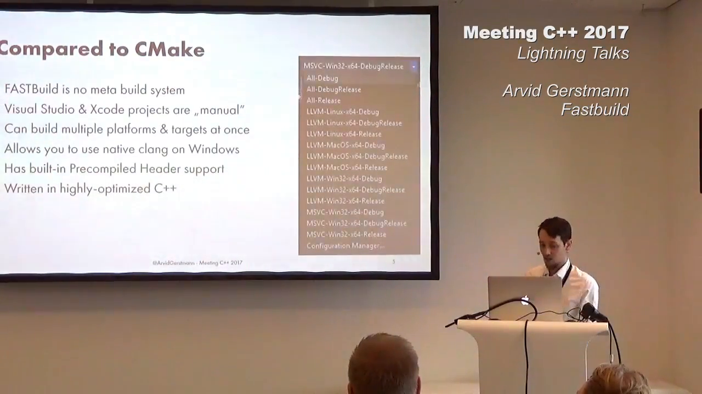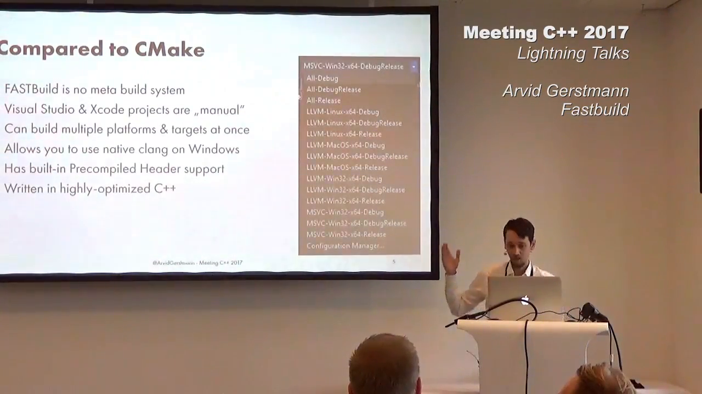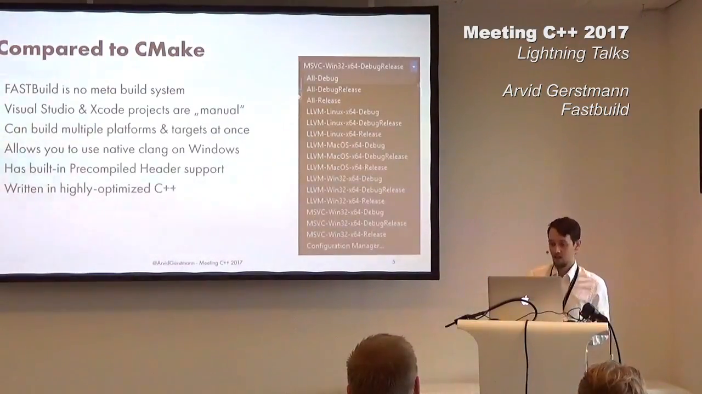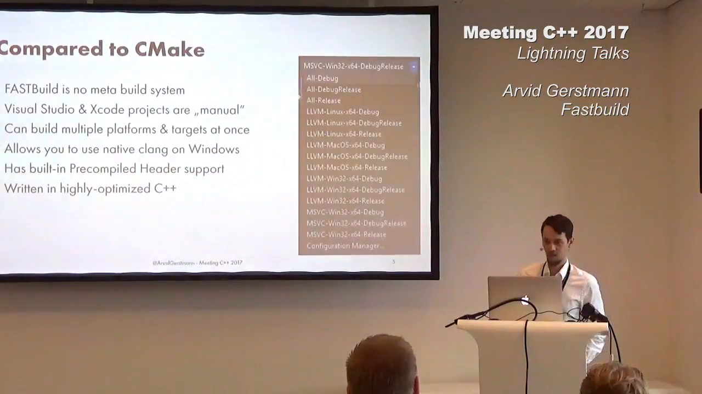Fastbuild is written in highly optimized C++. It's on GitHub. The link is at the end of the talk. And it's easy to hack on. It's rather small compared to CMake, which is kind of a big beast.